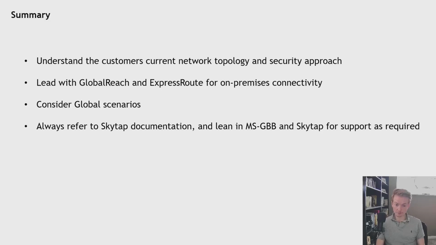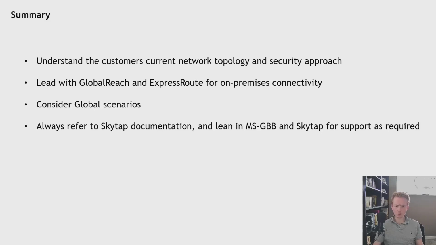So in summary, our learnings from talking to customers about Skytap and networking is that it's really important to talk up front about how they do networking today, and try to align the Skytap design with some of the work they've already done rather than going over old ground again. Lead with ExpressRoute and ExpressRoute Global Reach for connectivity back to on-premises. That's going to be the path of least resistance. It's a well-known pattern with the least amount of throughput constraints.